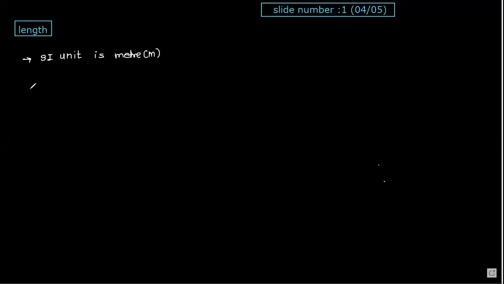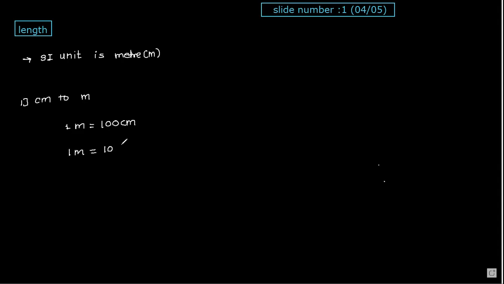Okay. So how to convert centimeter to meter, or millimeter to meter, or even micrometer to meter? Let's see. First, I'm taking centimeter to meter. So 1 meter is equal to how many centimeters? 100 centimeters. Okay. 1 meter is equal to 100 centimeter.